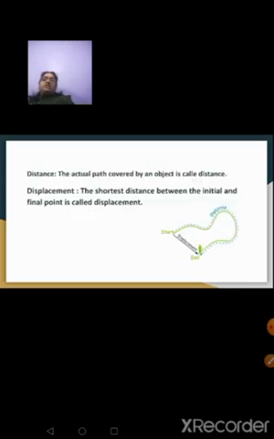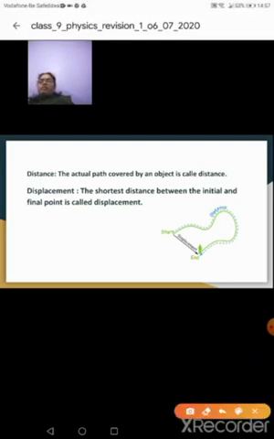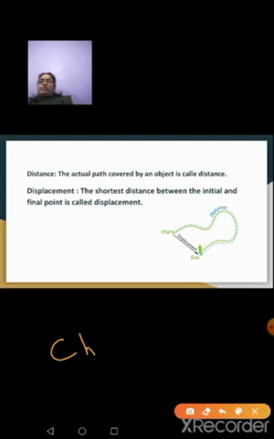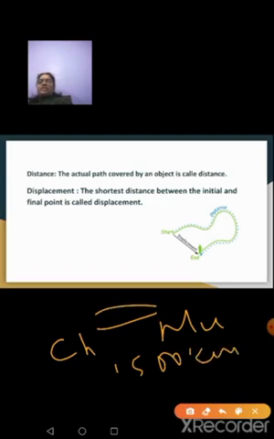Next, distance. Distance is the actual path covered by an object. For example, if you have to travel from Chennai to Mumbai, you have to travel a distance of 1500 km. This actual path moved by the object is what is called your distance.